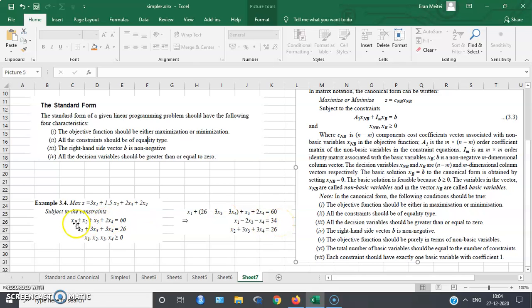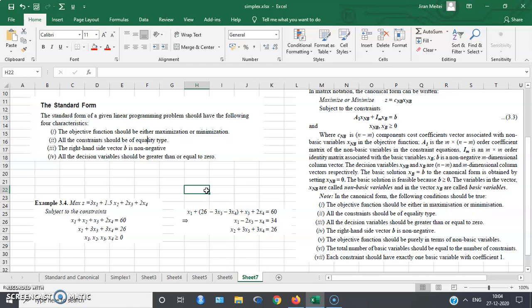Now, this first constraint is converted into this one, which is purely in terms of x1, x3, and x4. x1, I'm going to take as a basic variable, and x2 is the second basic variable from the second constraint, and the remaining variables, x3 and x4, will be taken as the non-basic.